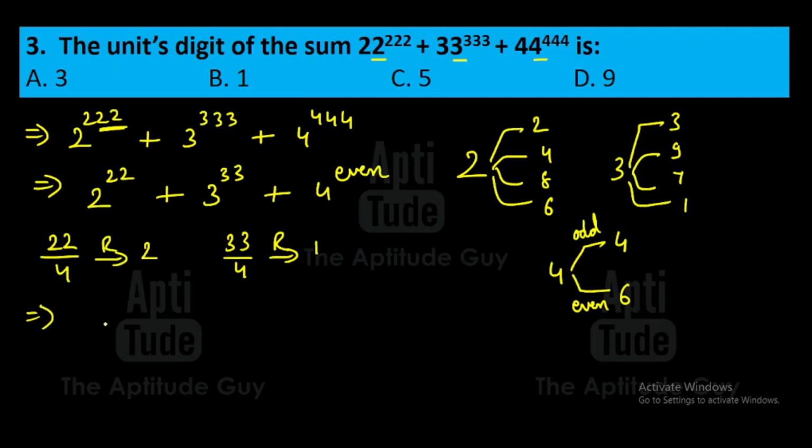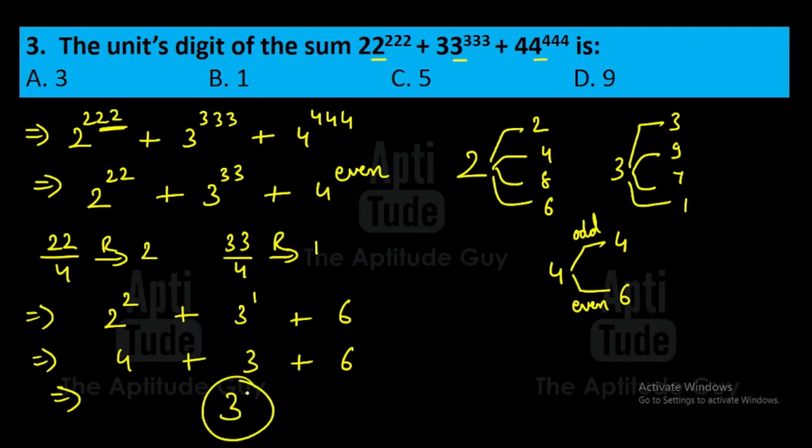2 to the power 22 becomes 2 to the power 2 plus 3 to the power 33 becomes 3 to the power 1 and 4 to the power even becomes 4 to the power even, that is 6. So this is equal to what? 2 power 2 is 4 plus 3 power 1 is 3 plus 6. 4 plus 6, 10. 10 plus 3, 13. So the final answer is 3.